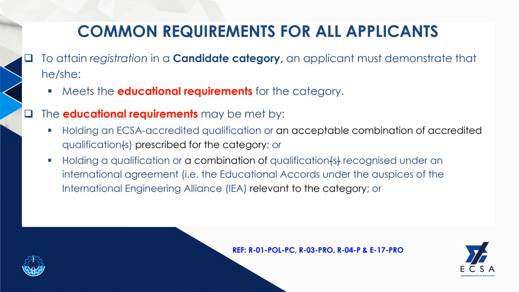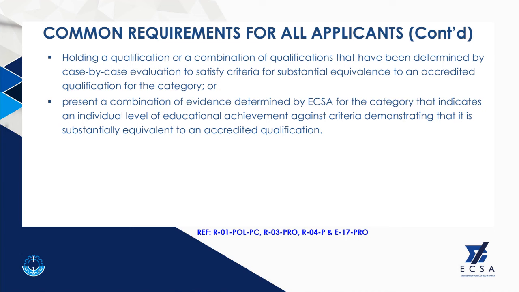The third part is with regards to holding a qualification or a combination of qualifications that have been determined by case-by-case evaluation to satisfy criteria for substantial equivalence to an accredited qualification for that category. On this one, remember, the word accreditation is not mentioned. The previous one is the one that has been accredited by ECSA, the second one coming accredited by those that are in the same accords under the International Engineering Alliance. And here are those qualifications that are not accredited by ECSA, not known by ECSA, not endorsed by ECSA, but they will be taken through case-by-case evaluation to satisfy substantial equivalence to an accredited qualification. So what ECSA does, it takes the combination thereof for a qualification to check if it meets the necessary requirements of the accredited qualifications as stated by ECSA.